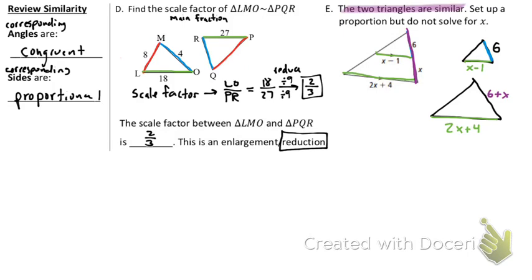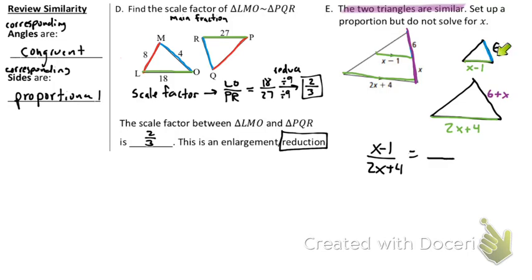All right? So now we want to create the proportion, but we're not going to solve for x. So let's create a proportion. So we're just going to match some sides together. We already know they're similar, so it's very easy when you separate them. X minus 1 is going to match with 2x plus 4, so they are going to go in their own fraction. So x minus 1 over 2x plus 4 equals, and now we're going to match two other sides.